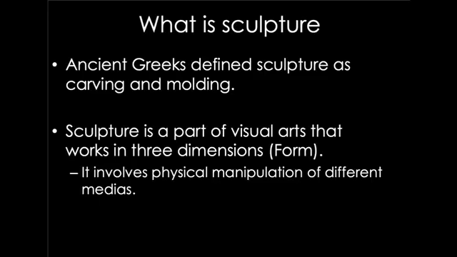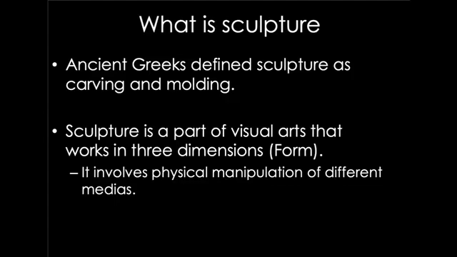The ancient Greeks defined sculpture as carving and modeling, but today sculpture refers to any way of creating three-dimensional forms from any available materials. Since modernism, there has been almost complete freedom of materials and process. Sculpture is part of the visual arts that operates in three dimensions. So when we're talking about form, we're talking about something that has height, width, and depth. It involves physical manipulation of different media.